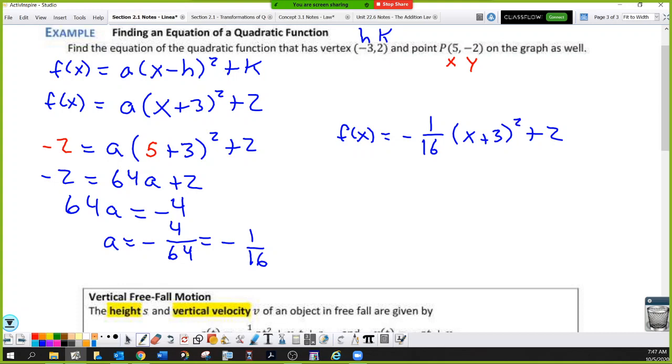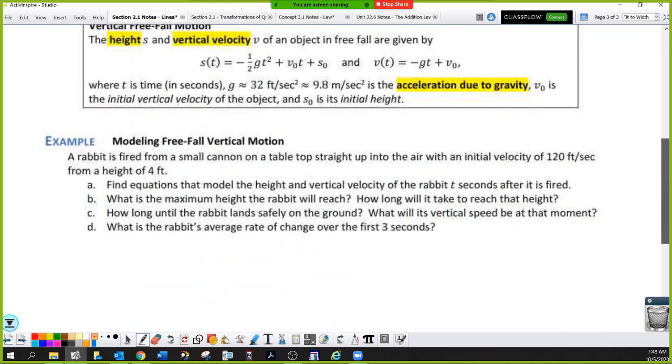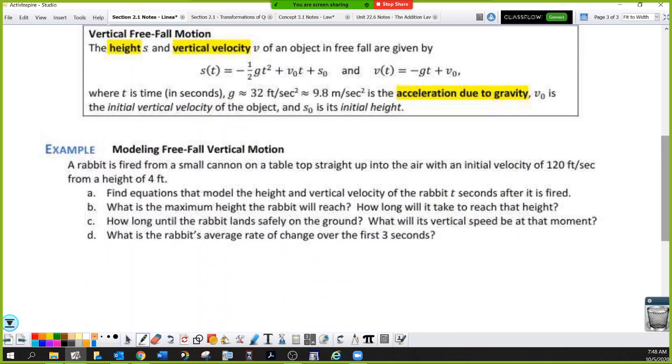But if I give you the vertex, life is good. Life is easy, right? You just plug in the other x comma y and solve. Life is good. All right, then we move on and we talk about free fall motion. Guess what? Life is no longer good. Yeah, word problems, right? Life was only good for a split second.